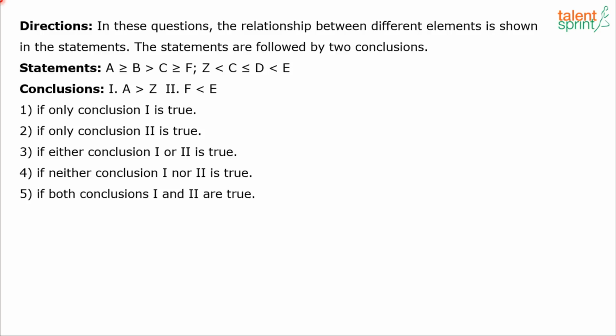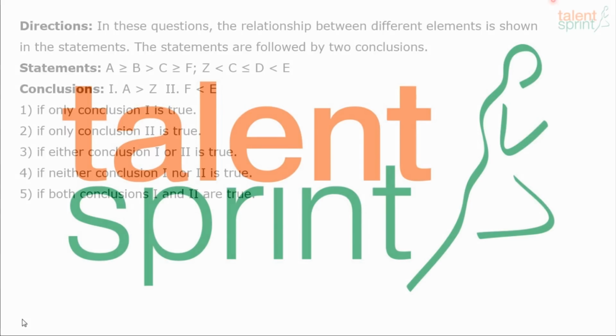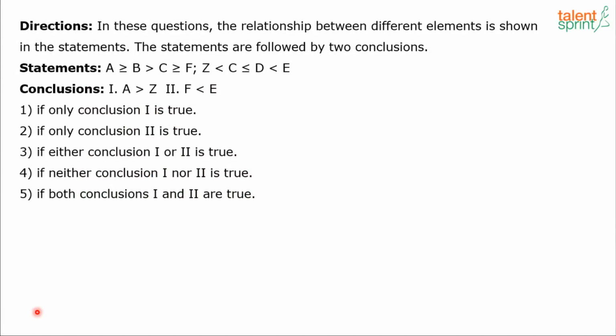Let us discuss this now, right? Without wasting any time, let's take this up. So here we go. What does it say? There are statements given to us. He says A is greater or equal to B, B is greater than C, C is greater or equal to F. And then there's one more statement: Z less than C, less than or equal to D, less than E.